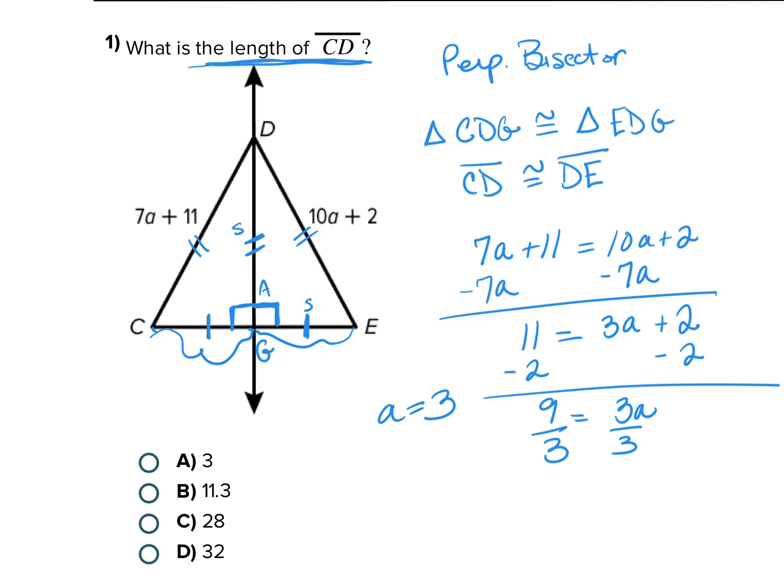So I need to substitute 3 for a to find the length. And 7 times 3 is 21. And when I add 11, I will get 32. So do not make the mistake of not answering the question or not going back to reread the question to ensure you're answering what's being asked of you. So, while a equals 3, the actual length of CD is 32.